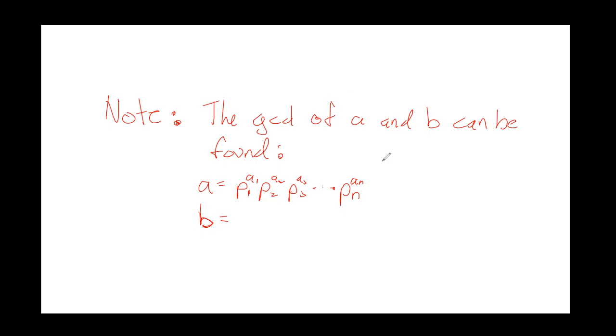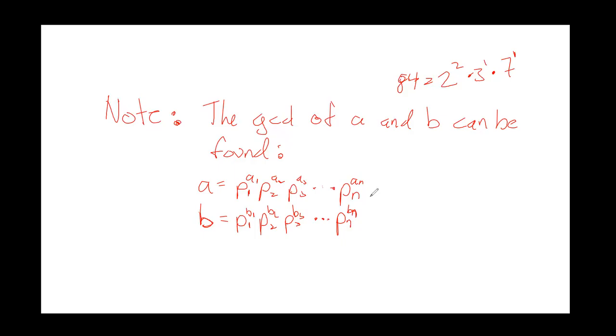Can you explain the exponents? Right. For example, in our previous example, 84 is equal to 2 to the 2 times 3 to the 1 times 7 to the 1. So we can write them out as simply a product of primes with some exponent. B we can also write out as P1 to the B1, using B1 to indicate the exponent for the first prime of our number B, and B2, P3 to the B3, and so on, up to Pn to the Bn.